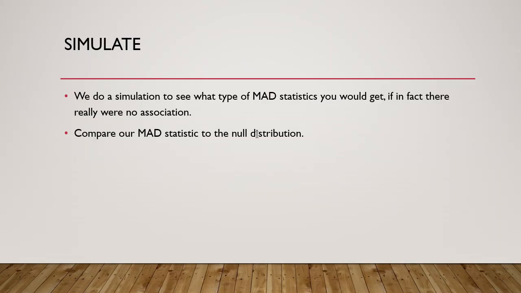All right, and then we'll have to simulate. So we'll have to do a simulation to see what kind of MAD statistics you could get if there really were no association. All right, and then we'll compare our MAD statistic that we got from our data to what could happen by random chance. And then we'll see if our MAD statistic is in the tail or not, and that's how we'll get our strength of evidence. So that's the main idea of what we're going to be doing with multiple proportions. And in the next video, we'll do an example, and you'll see exactly how to do it for a particular problem.